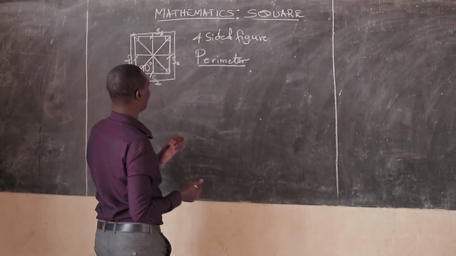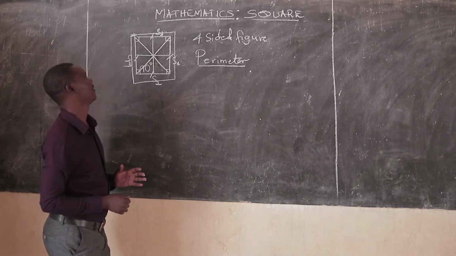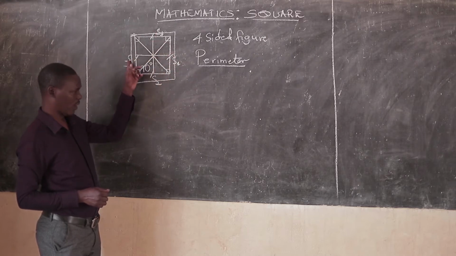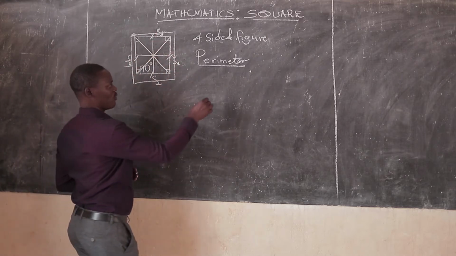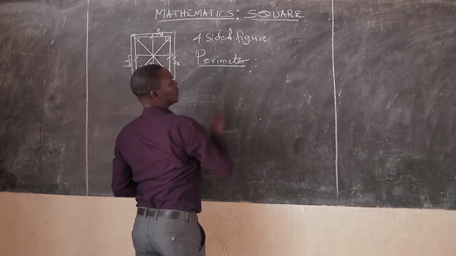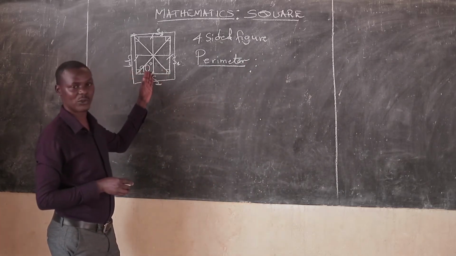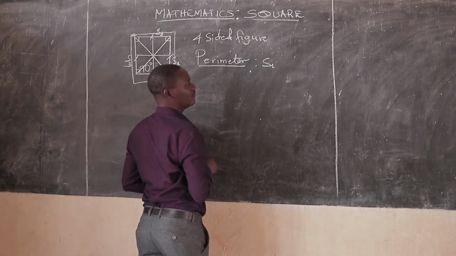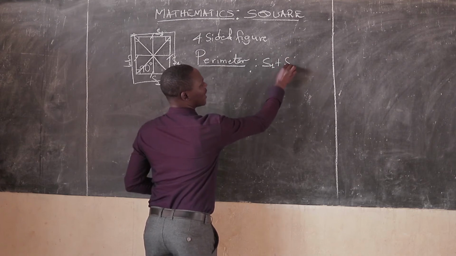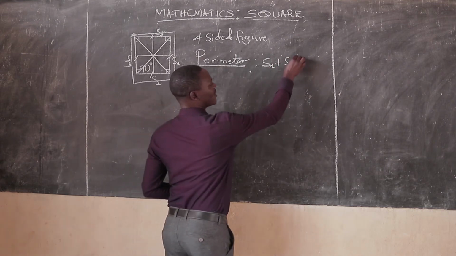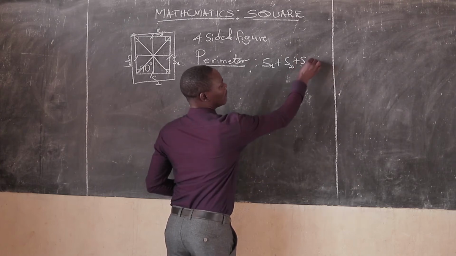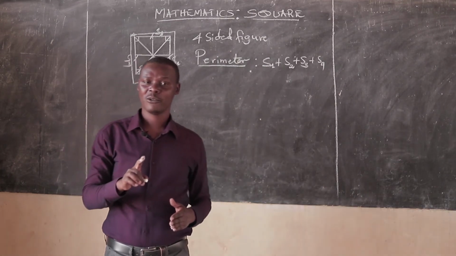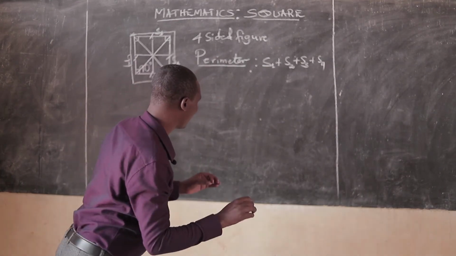Now, as I said, a square has four equal sides, and to get its perimeter, we are to add. That's to mean that the perimeter of our square will simply be side 1 plus side 2 plus side 3 plus side 4. There now we have the perimeter of our square.